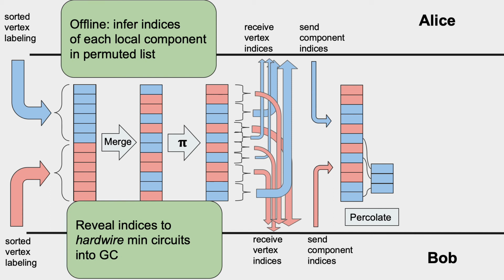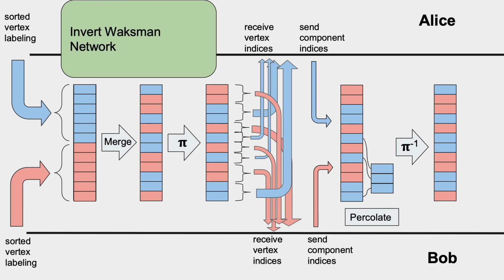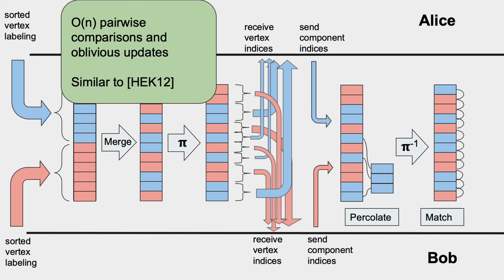To percolate within a single component, we simply need to compute the minimum element of a small number of vertex labels, and then update every vertex in the hard-coded component using the minimum label. Next, the parties invert the Waksman network in order to return the initial form of the merged list. The circuit then walks through the list again and checks every pair of consecutive indices to determine if they contain the same vertex. The circuit performs an oblivious update of each label that assigns the min label to both slots if the two slots represent the same vertex.